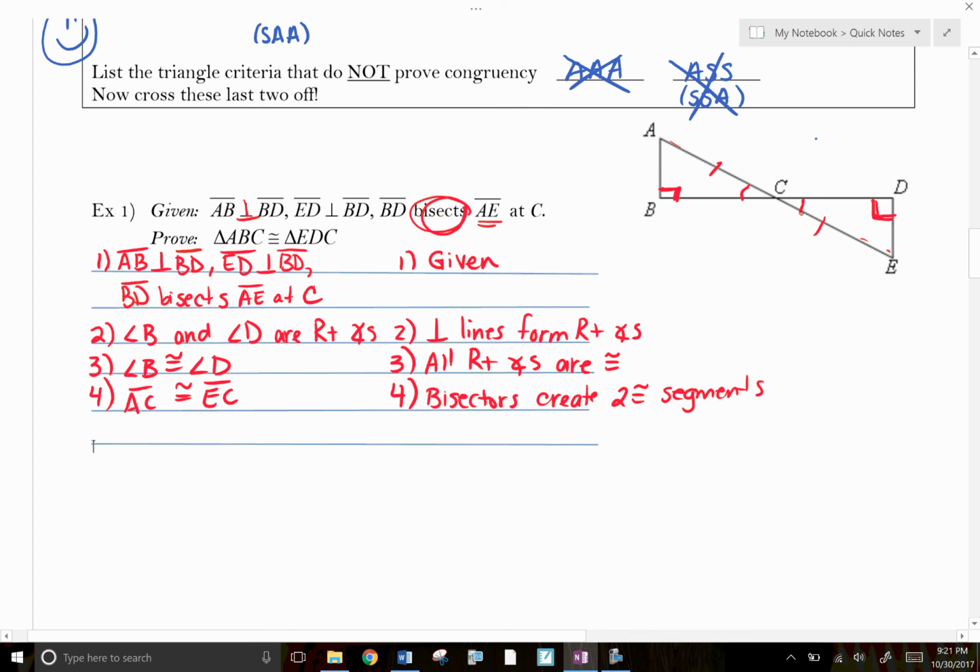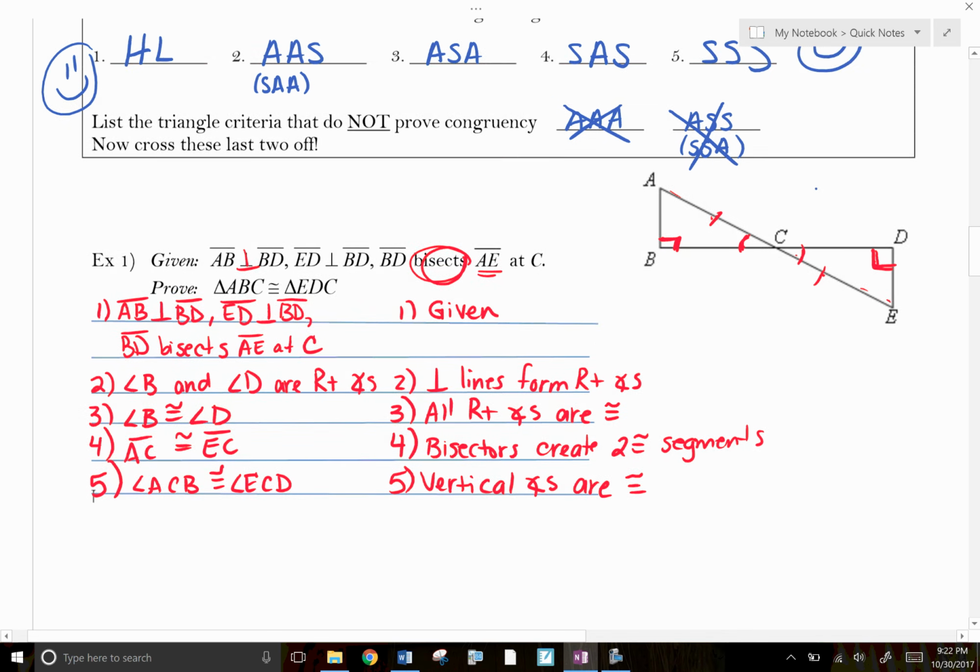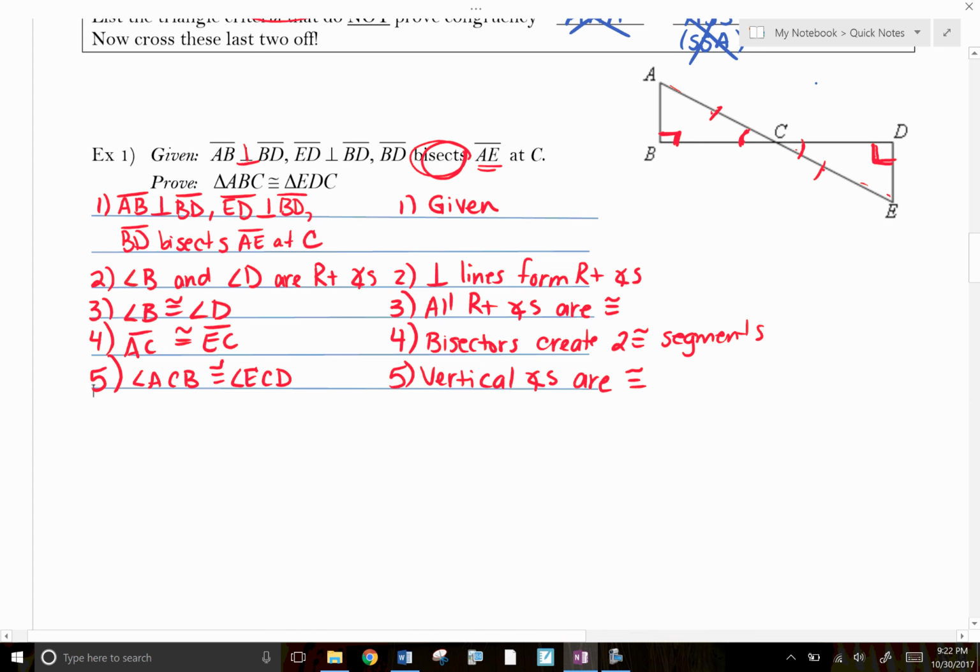These are vertical angles. So for 5, I can say angle ACB is congruent to ECD because vertical angles are congruent. That's cool. And now if I look at my picture, I have 3 marked things, 2 angles and a side, but the side is not in between them. So this would be AAS. And this is also AAS. And AAS, yep, that's on my list. So I can say triangle ABC is congruent to EDC by AAS congruence.